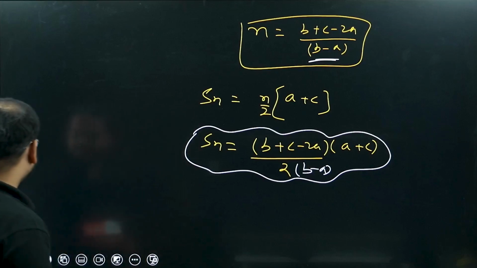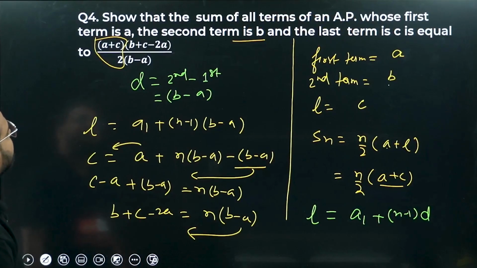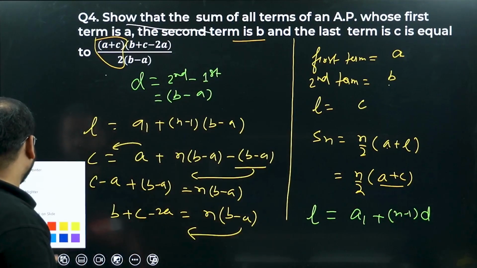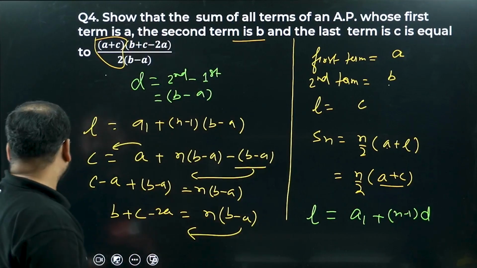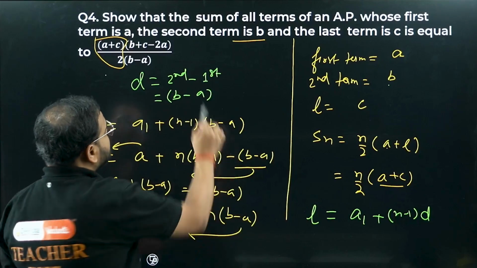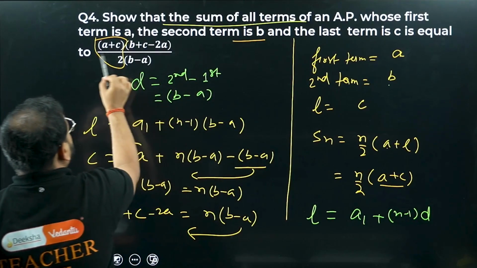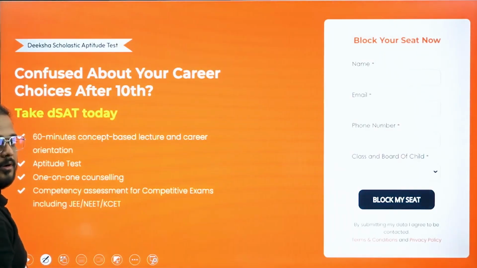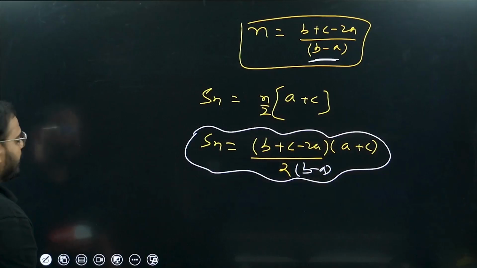Let's have a look once again from the beginning. Yes, we got this expression for n terms, the sum of first n terms. The sum of first n terms expression is given as this. We got this over here. Have a look.